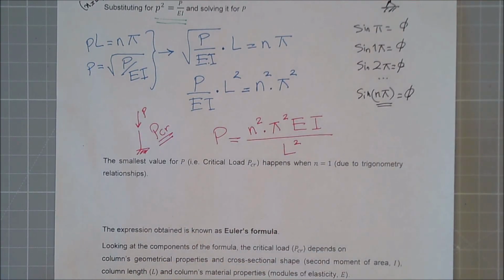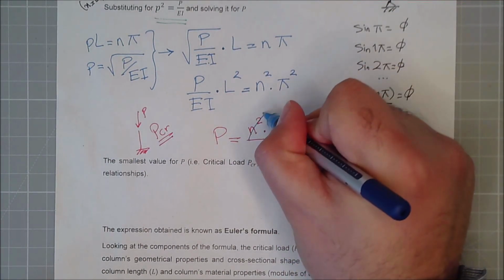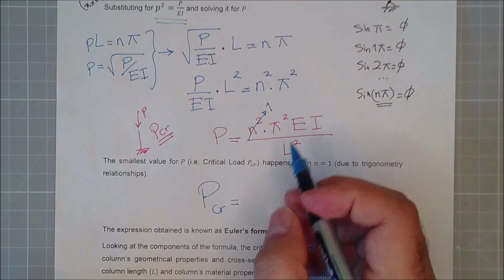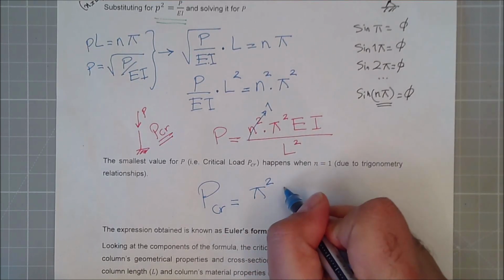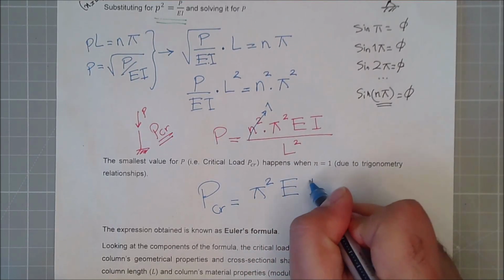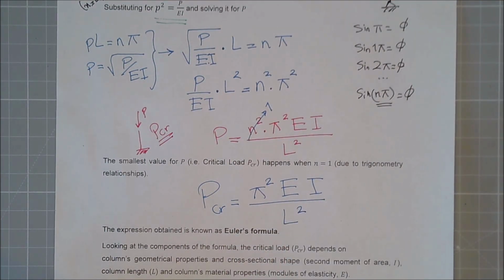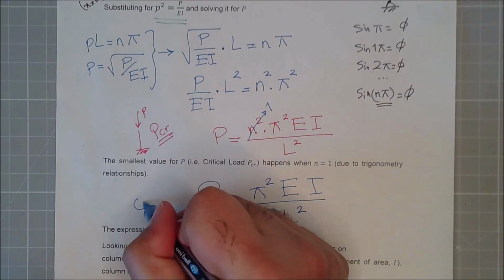So if I put 1 over there, my P critical will become pi to the power of 2 EI divided by L to the power of 2. This expression is known as Euler's formula, and this is the critical load that you have.